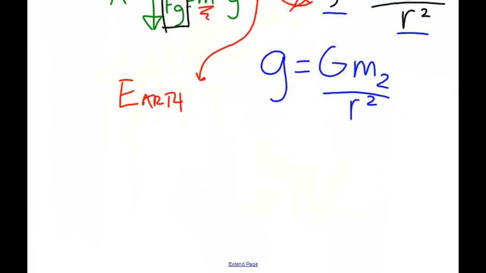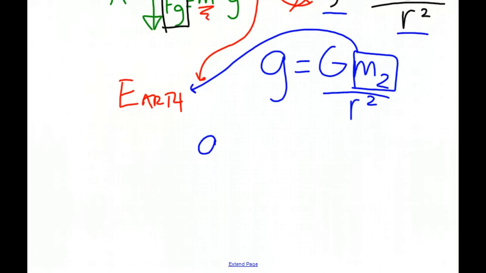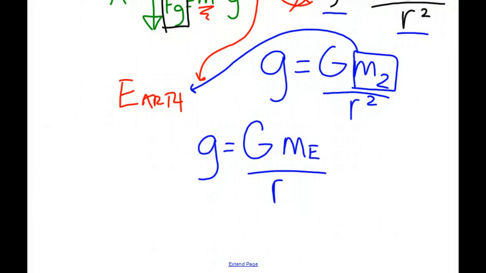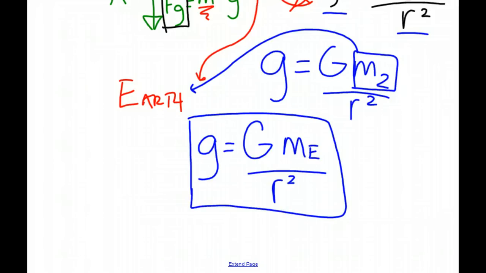But what is m2 equal? Well, m2 we said was the Earth. And so in general, on Earth, we can see that g is equal to big G times the mass of the Earth divided by the distance to the center of the Earth squared. And in fact, if I change this to just mass of the planet, then this would be a general equation for the acceleration of gravity anywhere in the universe for standing on the surface of a planet.